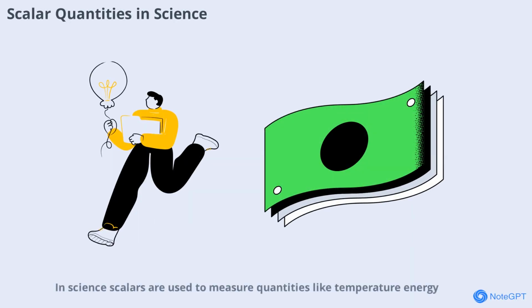In science, scalars are used to measure quantities like temperature, energy, and mass. These measurements are vital for experiments, calculations, and understanding natural phenomena. Their simplicity makes them a fundamental part of scientific research.